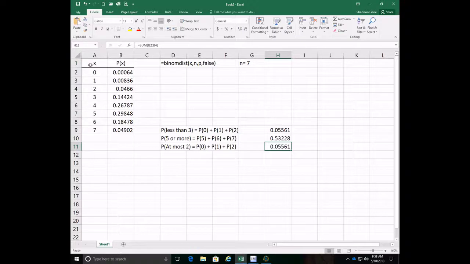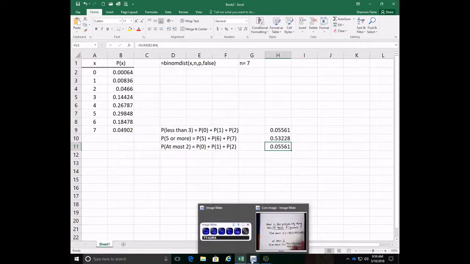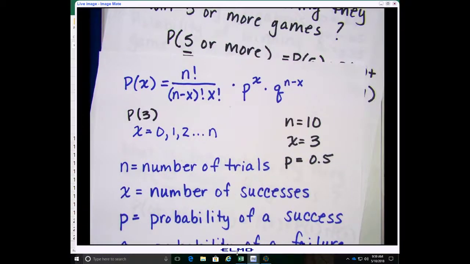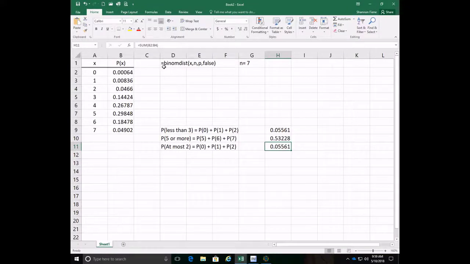And now that I have my probability distribution table, I can answer these specific questions, but I can answer any question. What's the probability they win 5? 0.29848. What's the probability they win 2 or more? I can add all those up. So that's how we construct the probability distribution table. And I think in the end, you would have to agree that that is a lot simpler than trying to use this formula every time. So use Excel and the built-in function equals BinomDist, and it will calculate your binomial distribution.